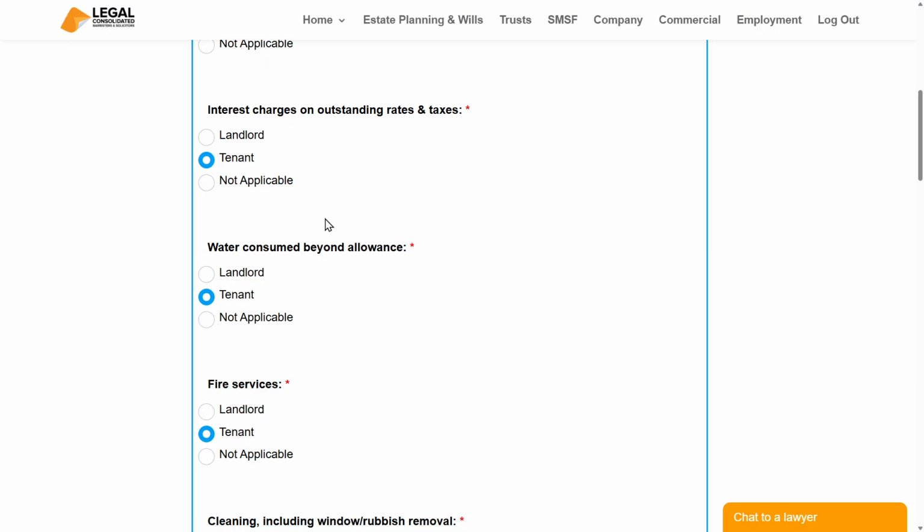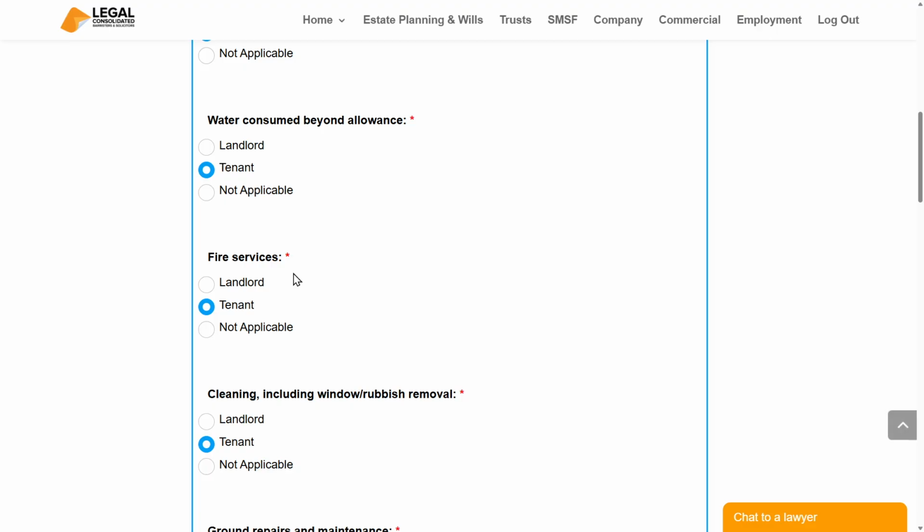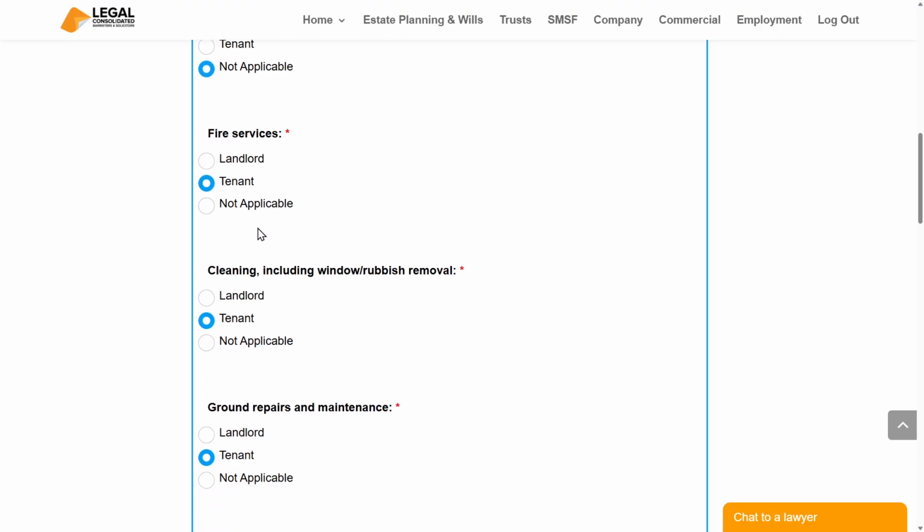Now, obviously, if the landlord gets a bill for interest charges, well, we'll pass it on to the tenant. Obviously, if the tenant never got the bill, you'll have to pay for it. But if you've sent the bill to the tenant, they forget to pay, well, they're up for it. Water consumption beyond allowance. There's no water meter on the property. Oh, okay, fair enough. Just put not applicable. Fire services.